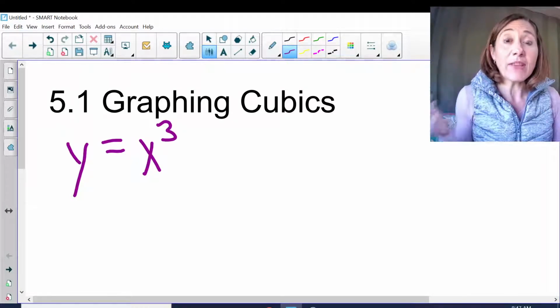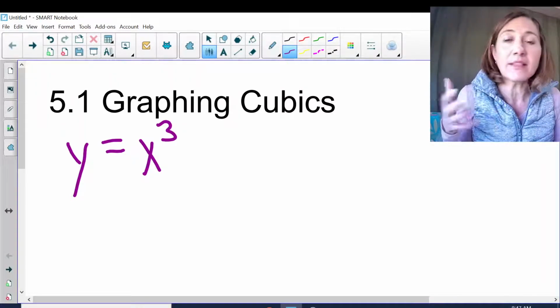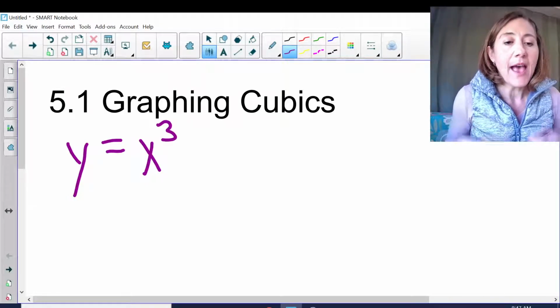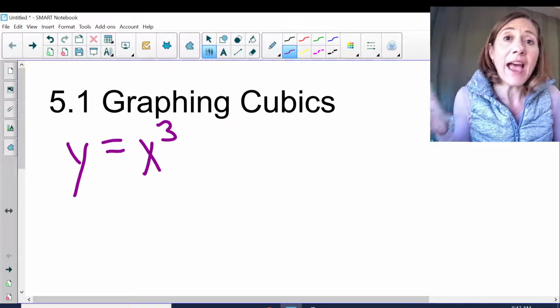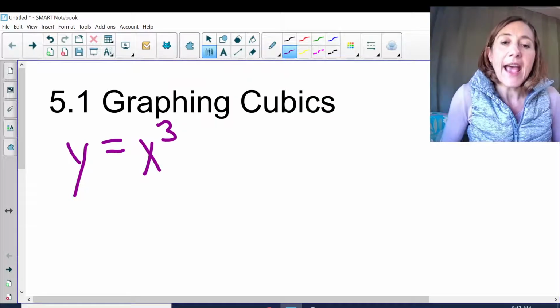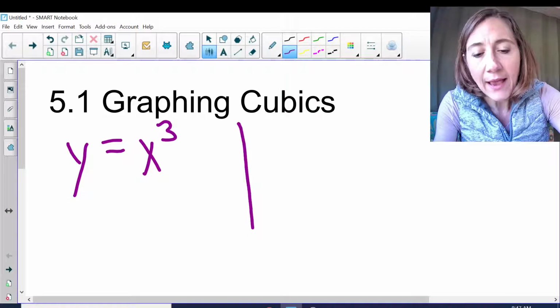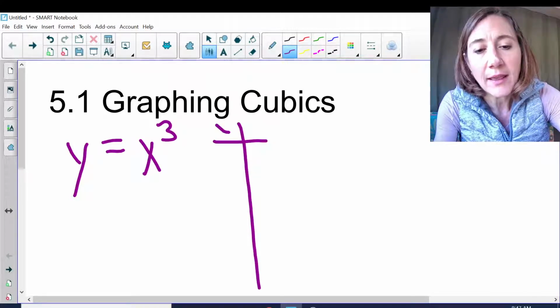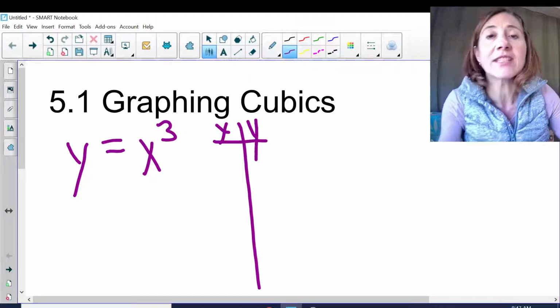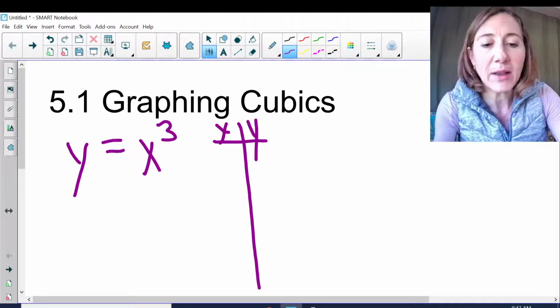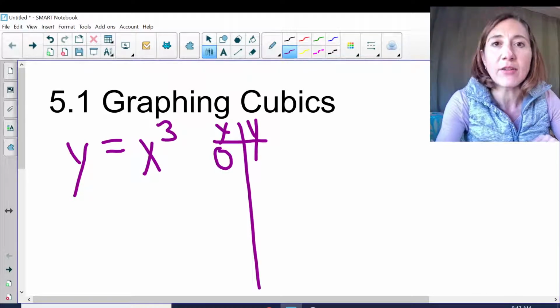So when we're graphing cubics, you'll see something getting cubed, x cubed. And there might be other stuff happening to it, and we'll talk about that as we go. But first, let's look at y equals x cubed. If you have a new function, the basic strategy is let's just find some points. So let's plug a 0 in for x. Well, what is 0 cubed?